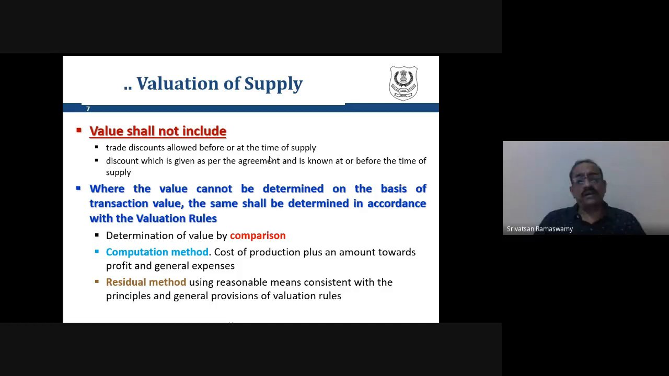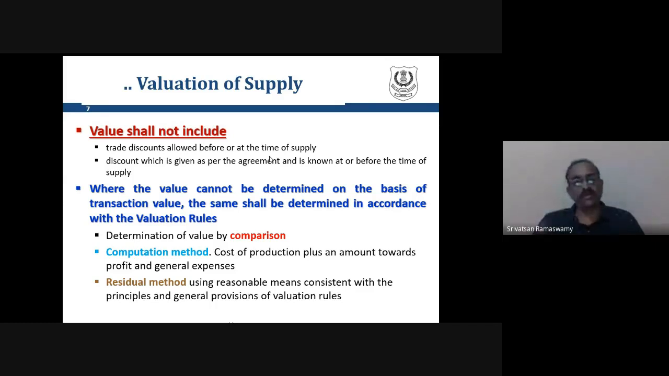If there is no such transaction, see, I'm making supplies only to this fellow who is a related person, and there is no scope for me to have a comparable product with a third party transaction where we are not related persons. In such situations, we have to do the cost construction method. We have so many accounting standards, cost accounting standards. Generally, this CAS4 method is in fact followed. It is cost of production plus an amount towards profit and general expenses. So you have to make a calculation, arrive at the cost construction, which is called the computation method, and then arrive at the transaction value.